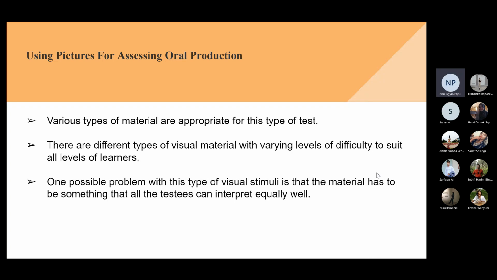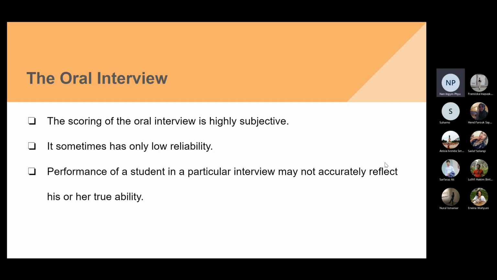So my part is going to start from the oral interview. When we are talking about the oral interview, the scoring of the oral interview is highly subjective. Since it is an interview, we are able to project, and it's not what we want for the target level. That's why the scoring is really subjective.